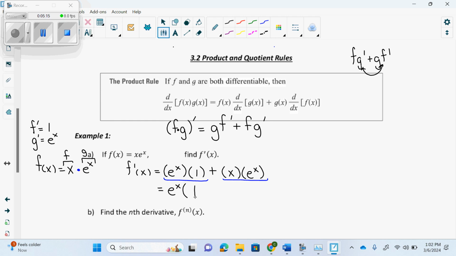Okay, and then if I have this plus sign here, and then my second term I have x e to the x. When I take an e to the x out, what am I left with? x. Done. That's it.